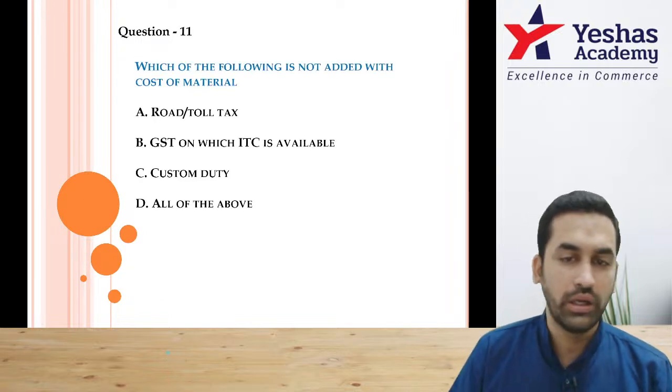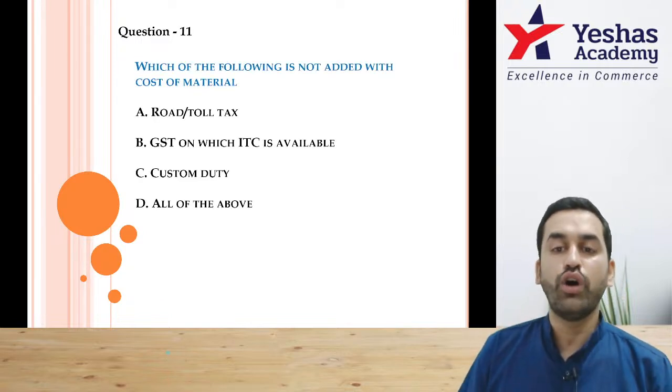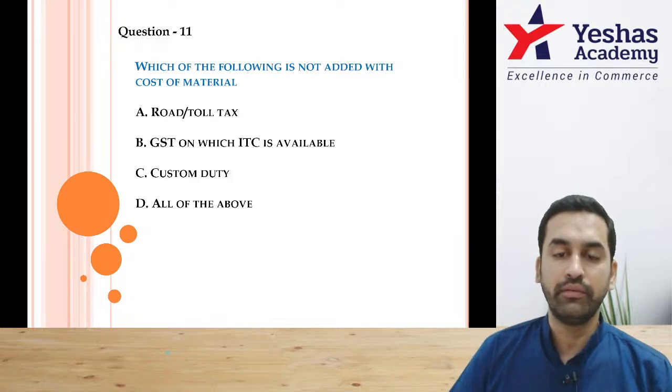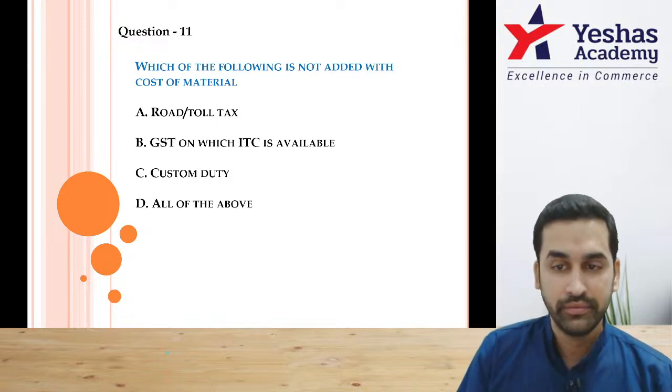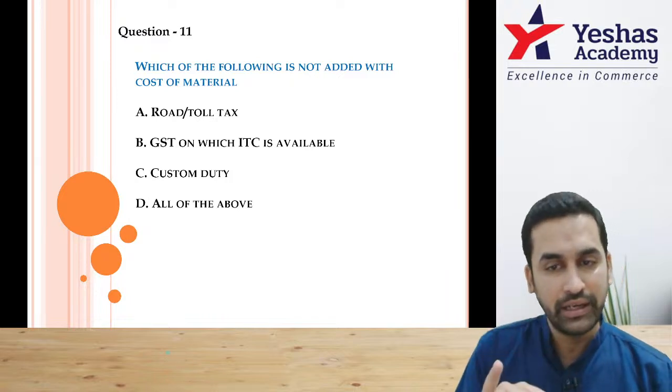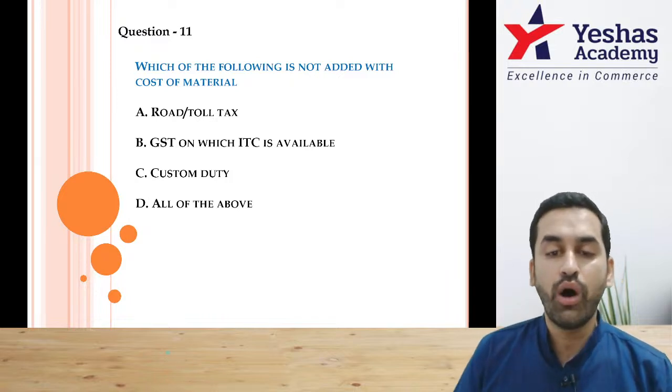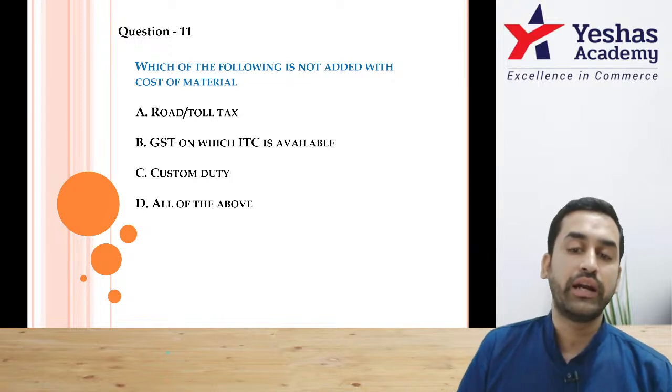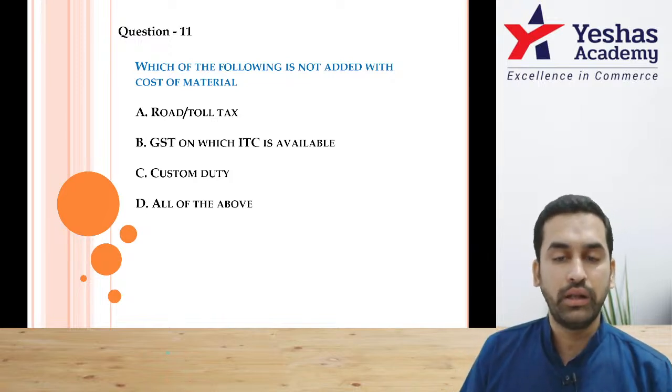Let's move on. Question number 11. Which of the following is not added with the cost of material? Read properly. Not added. First, road tax or toll charges. Definitely we add it. GST on which input tax credit is available.